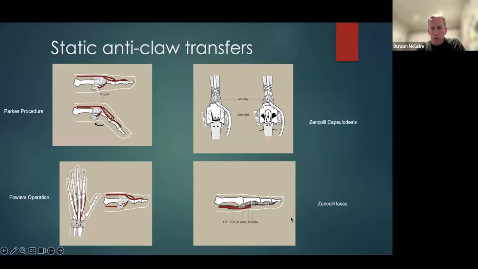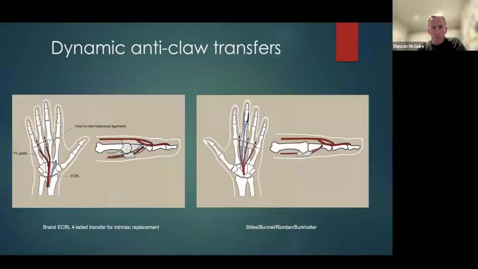So a lot of the rest of the world, if they're treating just a simple ulnar nerve palsy or leprosy or something, the Zancoli lasso is done a lot. But we tend to not be able to do it a lot because we tend to have bigger trauma, and a lot of the flexor tendons are cut at the same time as the nerves.